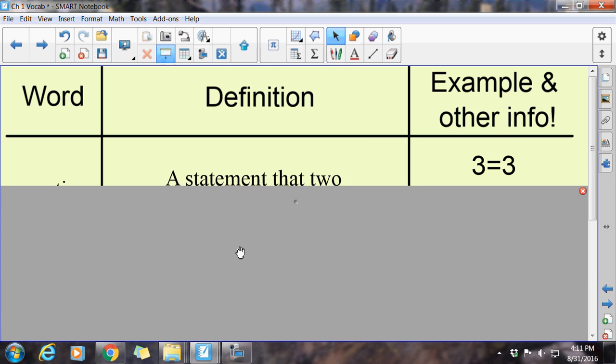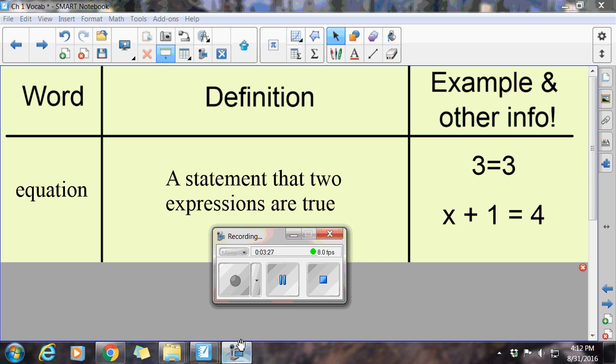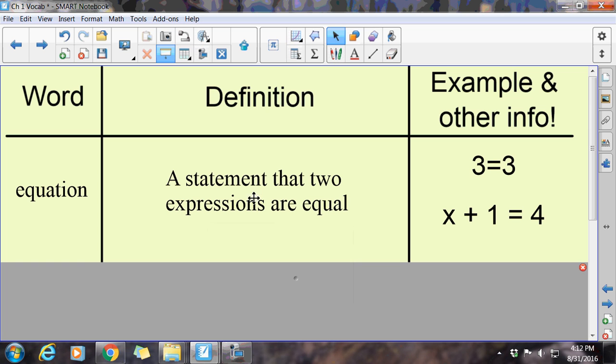So next word is equation. This is one you should be familiar with. Equation is a statement that two expressions are equal. If I've got an equation, okay, so I made a little change on the screen. It should look different now. Equation is a statement that two expressions are equal. I had a wrong word there, I had true. So a statement that two expressions are equal.